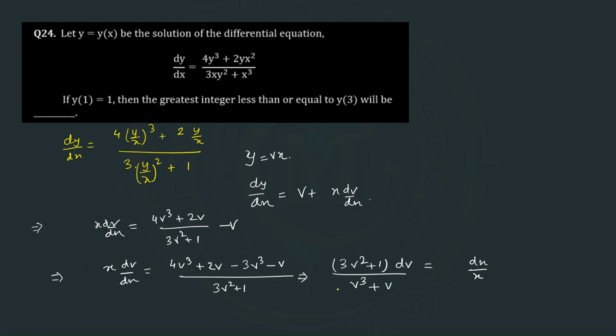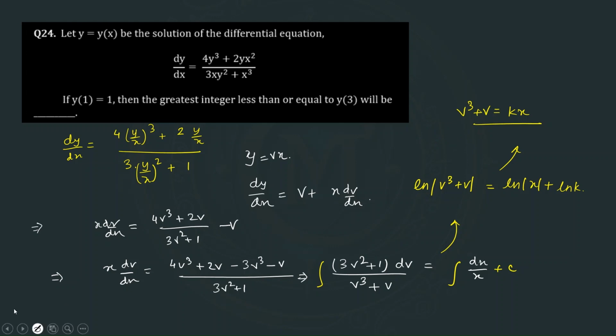Now we can integrate both sides separately. So this will be log of (v cube plus v) equal to log of mod x plus c, which we can write as log of k. So this we can write again as v cube plus v equal to kx. So v we have to again substitute back to y by x. That means y cube by x cube plus y by x equal to kx. This is the general solution.